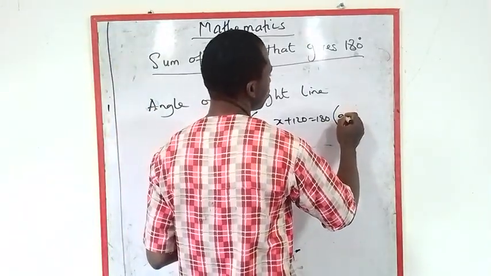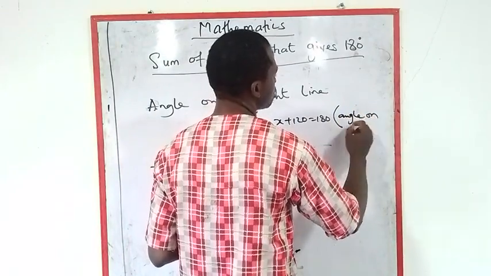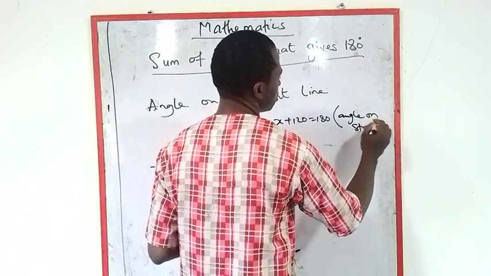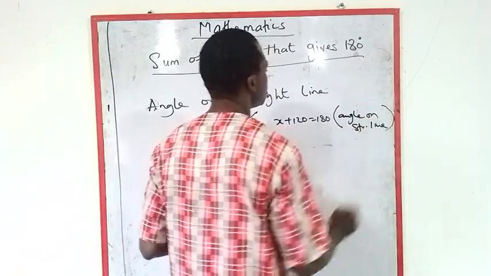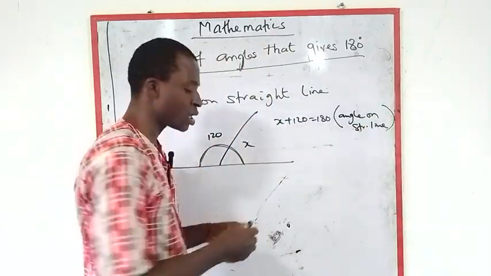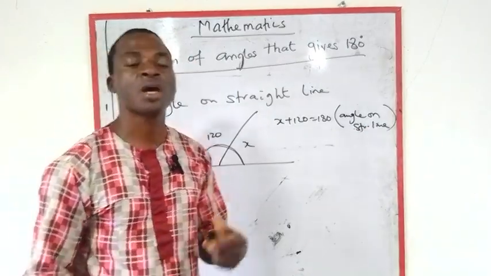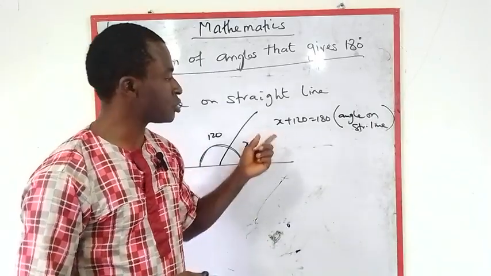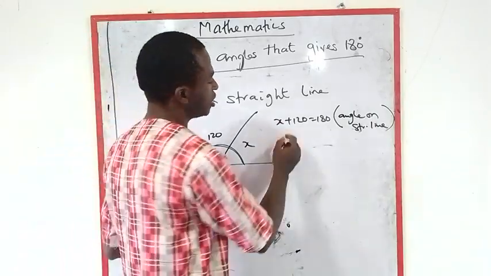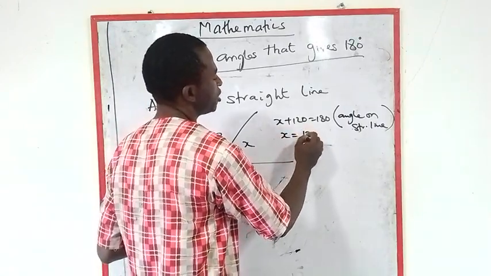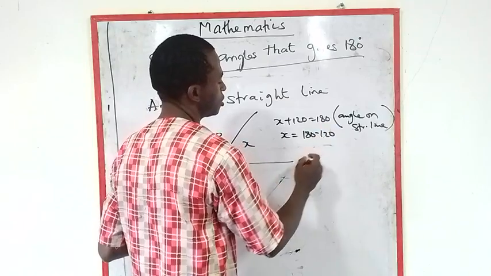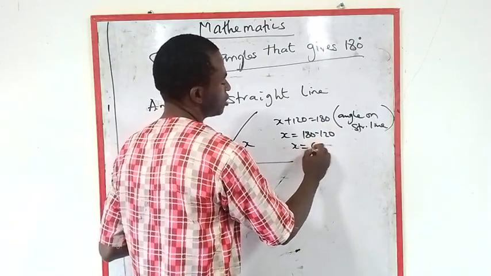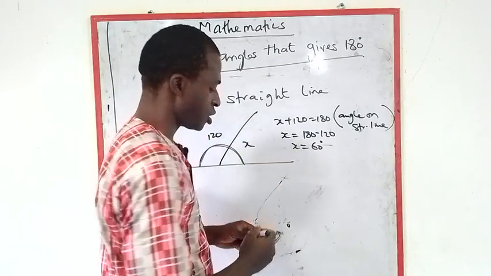Angle on straight line. Your reasons should be there. So you can see from the simple equations that I have posted in my videos before, you will just know what to do here. Collecting like terms, x becomes 180 minus 120. x is simply 60 degrees. So it is this simple.